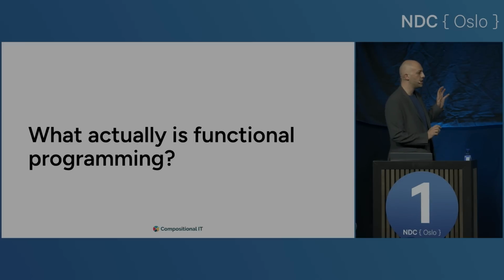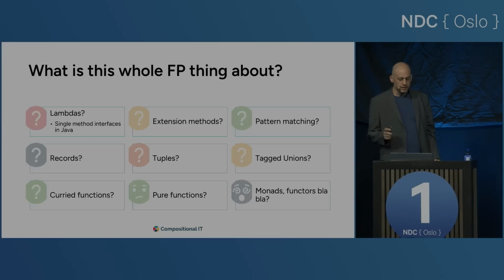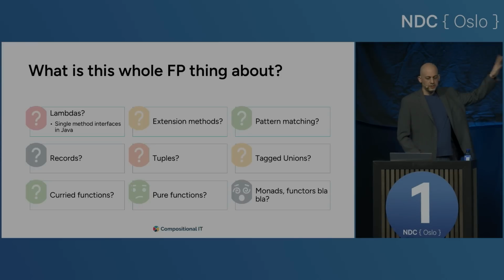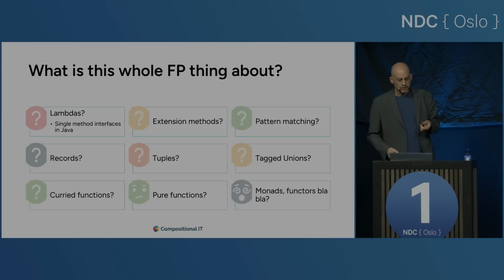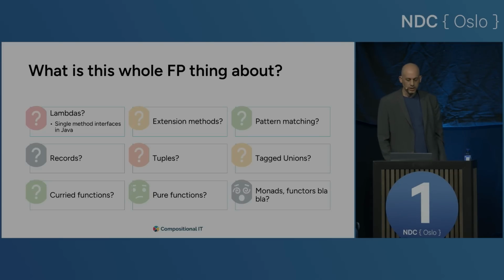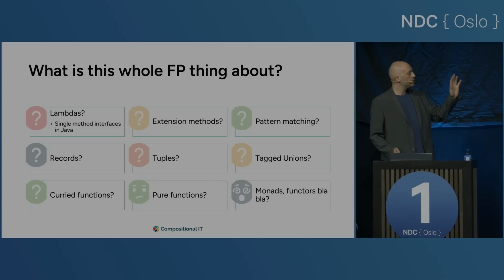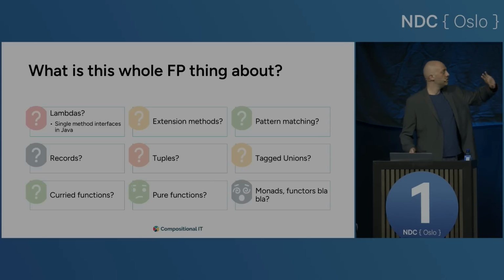So I think it's worth just spending a few minutes talking about what actually functional programming is. And I think this is really the crux of it. We have all these sorts of terms that you may have heard of: lambda functions, extension methods, pattern matching, records. These are things that have come into C# in the last few versions. Lambdas have been there a bit longer. And then we've got other features that may be coming in the future, things like tagged unions, and maybe pure functions and curried functions. The truth is, in my opinion, none of that matters.